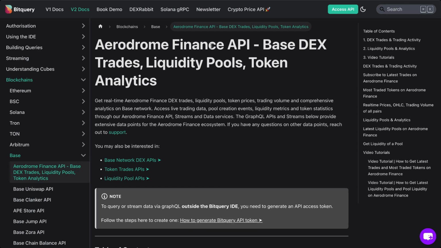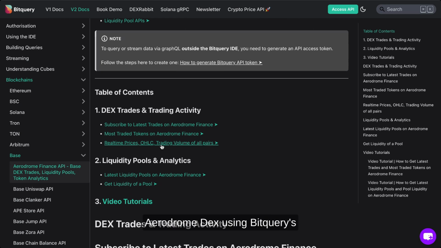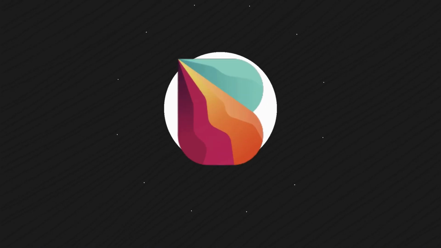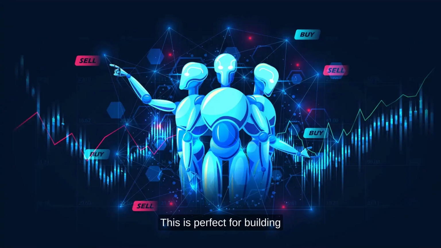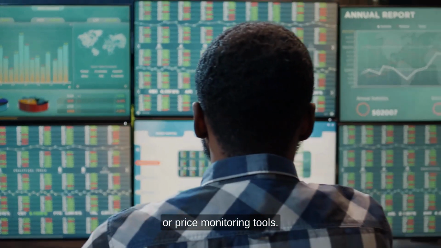Hey everyone! Today I'm going to show you how to stream real-time trading pair data from Aerodrome DEX using Bitquery's Crypto Price API. This is perfect for building trading bots, live dashboards, or price monitoring tools.